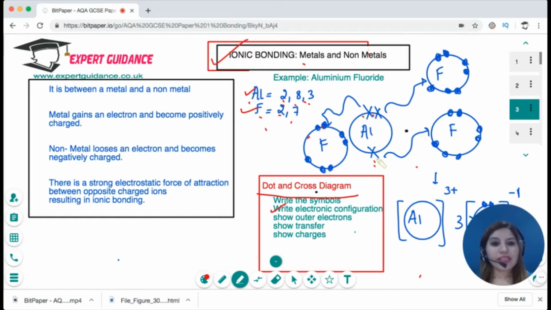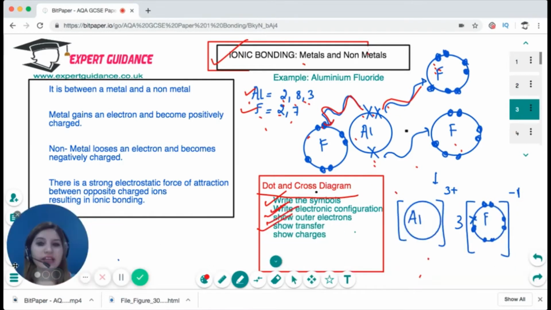Now, aluminium has to get rid of 3. So 1 electron from aluminium goes to fluorine because fluorine just needs 1. But that makes aluminium lose 2 more, so it takes the help of 2 other fluorines. So first write the symbol, write the electronic configuration, show the outer electrons, show the transfer, and then write the charges. As aluminium has lost 3 electrons, it has a 3+ charge, and fluorine has a 1- charge, but there are 3 fluorines. This is how you need to draw the dot and cross. Remember, write the electronic configuration, show the outer electrons, and show the transfer.